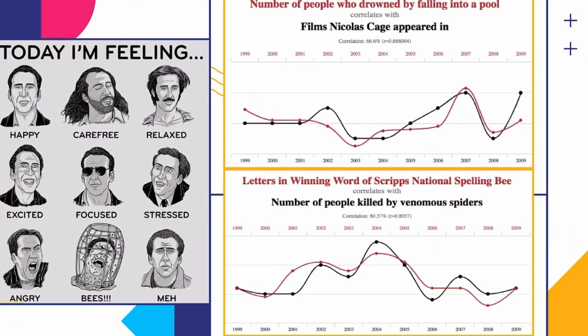Here's an example of correlation versus causation. Here we have some silly graphs. People who drowned in a swimming pool versus the number of films Nick Cage was in. So I don't think Nicolas Cage has anything to do with people in swimming pools. Here we have letters in the spelling bee versus people killed by venomous spiders. So even though these graphs look very similar to each other, the spelling bee has nothing to do with spiders. So these are just correlated. There's some kind of relationship there, but neither one is causing the other thing to happen.